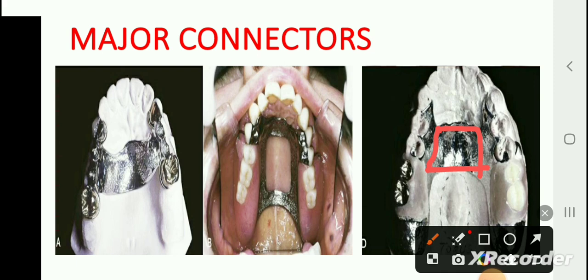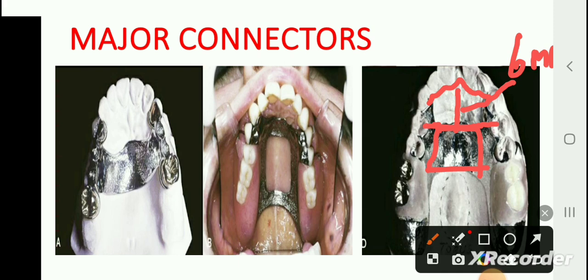The border of the major connector must be no closer than 6 mm to the gingival crevice. It means the distance from the border of the major connector, this is the border, and this is the gingival crevice. This distance should be no closer than 6 mm for the maxillary arch.